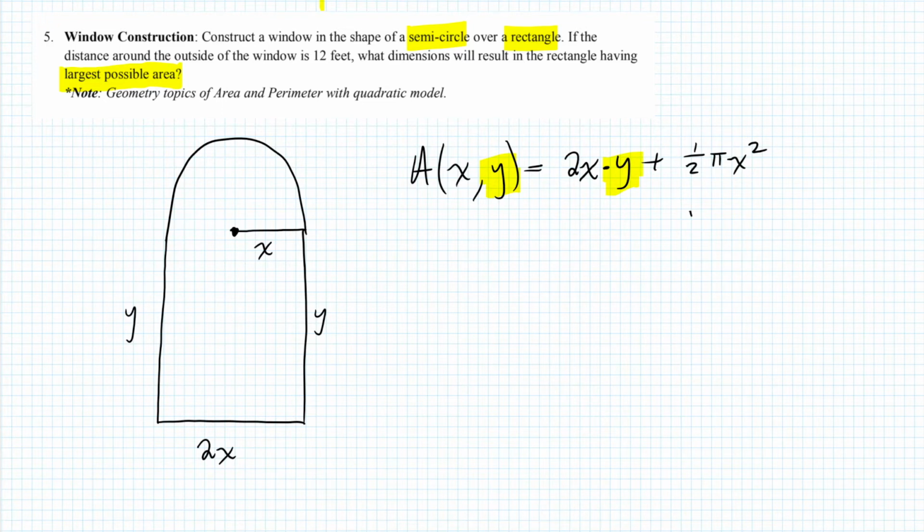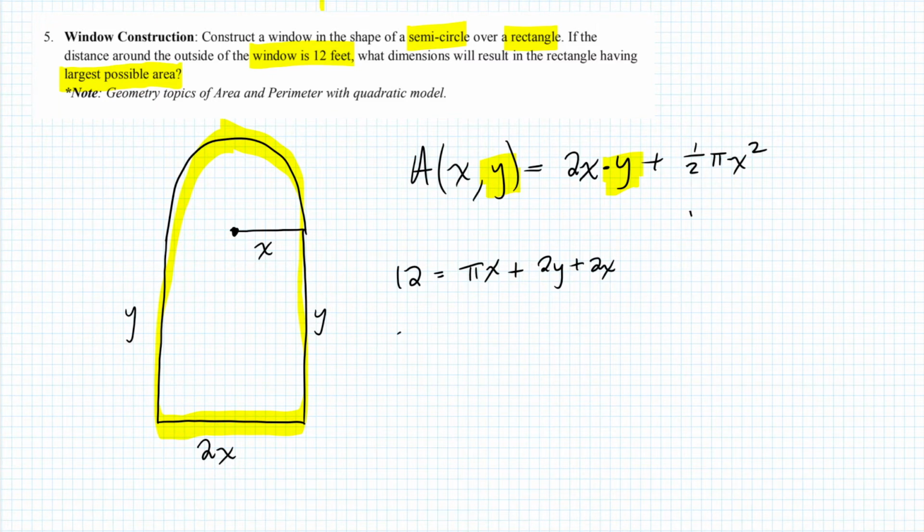So I need to use this other information on here, that the whole length around the edge is 12 feet. That's going to be my constraint. That's what I'm going to use to get rid of one of those variables. So turning that into an equation, I would get 12 is equal to the circumference of the circle, 2 pi r. In this case, r is x, and it's only a half circle, so it's going to be pi x plus 2y plus 2x.